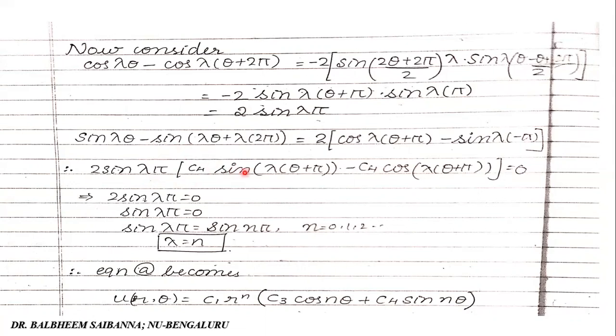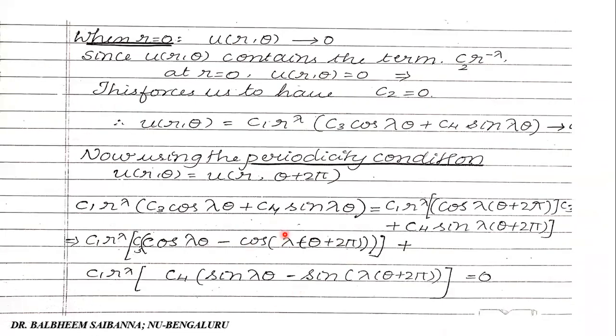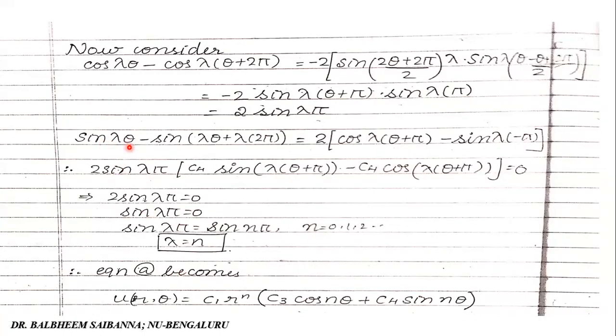Look here, we are writing the 2 sin lambda pi, meaning cos lambda theta minus cos lambda theta 2 pi. We are substituting here, back to here. And this value is already known. Substitute here, we'll get in this form: sin lambda theta, 2 sin lambda pi, C4 sin lambda theta, lambda of theta pi minus C4 cos lambda theta plus pi is equal to 0. Then this term is not equal to 0, so 2 sin lambda pi must be equal to 0.